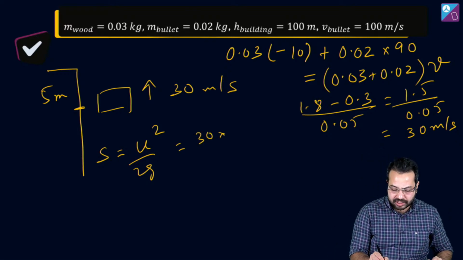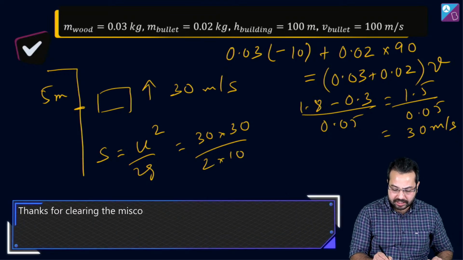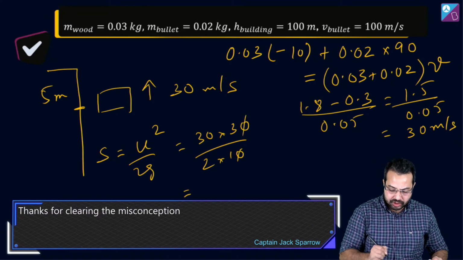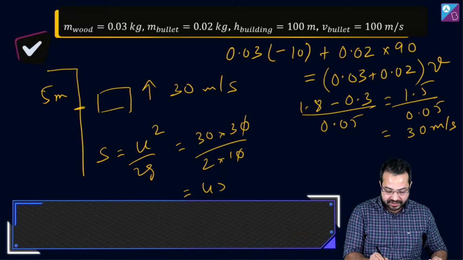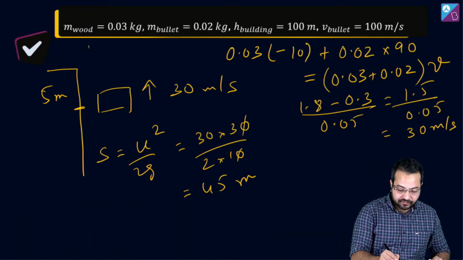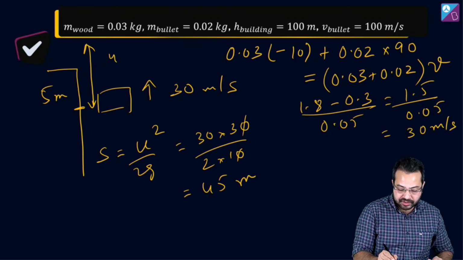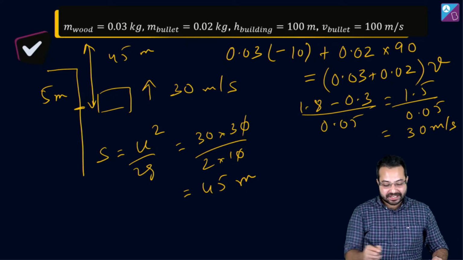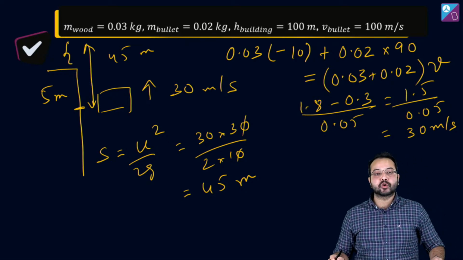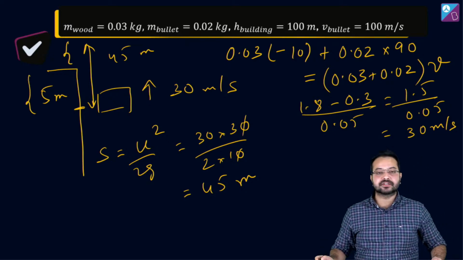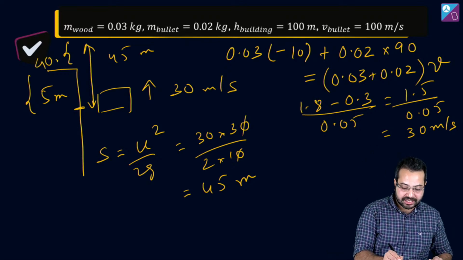So this becomes 30 into 30 upon 2 into 10, and that is going to give me how much? That is going to give me 45 meter, which means from this point it is 45 meter. But we need this distance, so we have to deduct this distance. So this is going to become 40 meter.